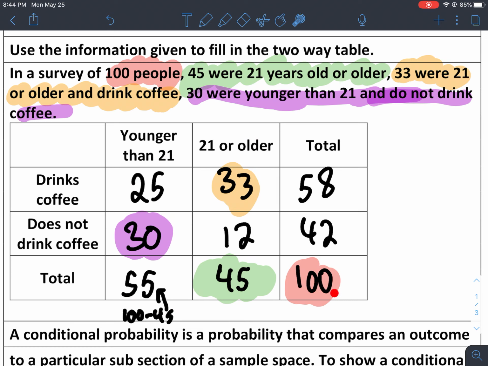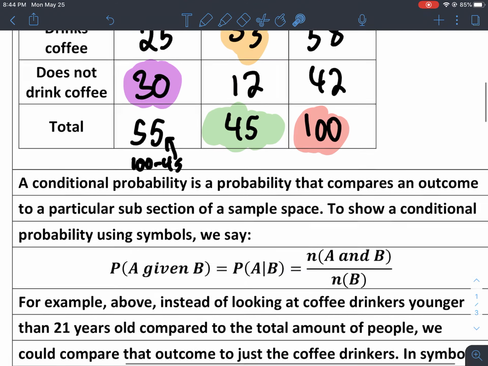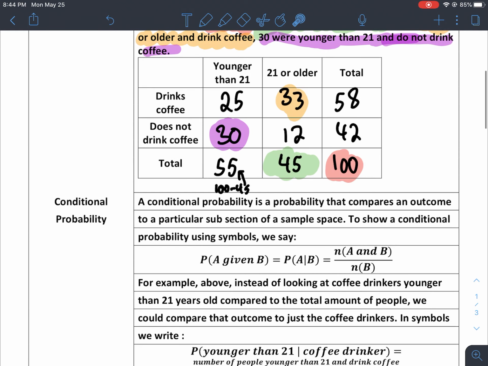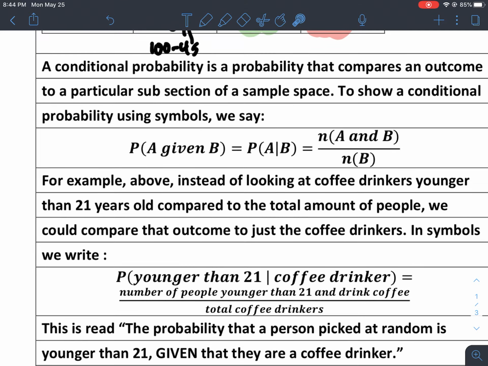We think, okay, what did the problem give us? And then how do we use these rows and columns? It's almost like a Sudoku. How do we use these rows and columns to find the missing pieces? So that is just the two-way table. So that was the first part done. The second part is looking at something called conditional probability.